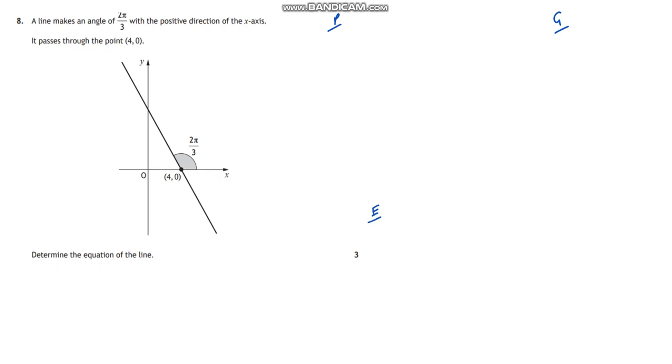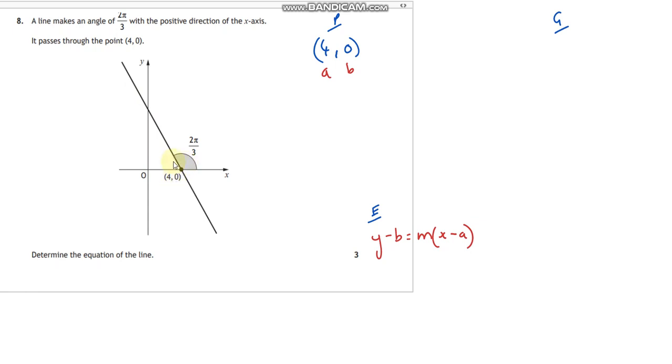So, determine the equation of the line, we're doing PGE. So I only know 1 point, I know 4 and 0, so I'll call that my A and B when I come to do my equation, y minus b equals m times x minus a. So I've got A and B, all I need to do now is find the gradient. Now usually we've got 2 points to find the gradient. In this case we don't.